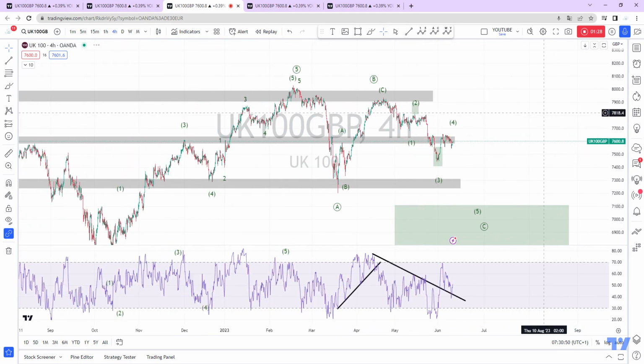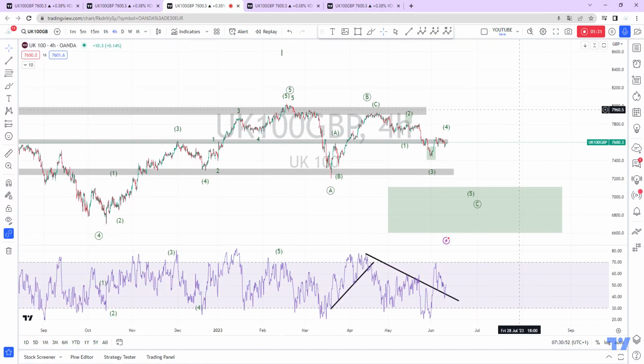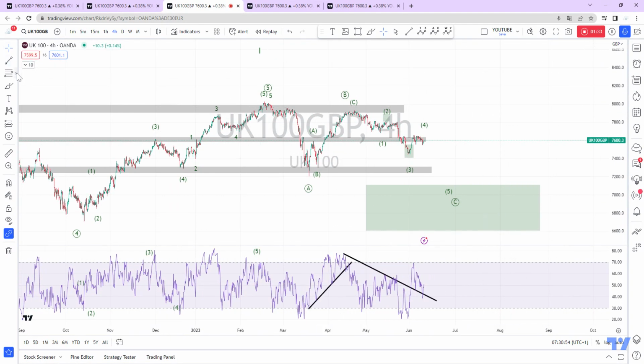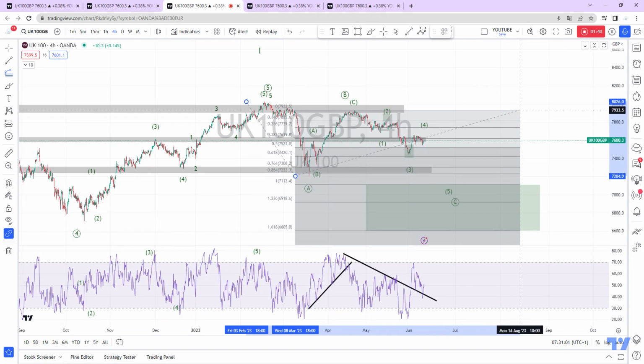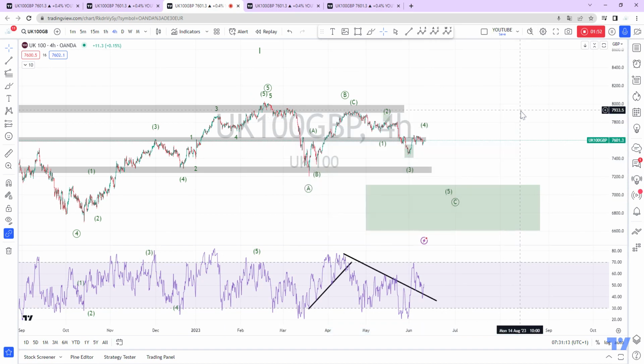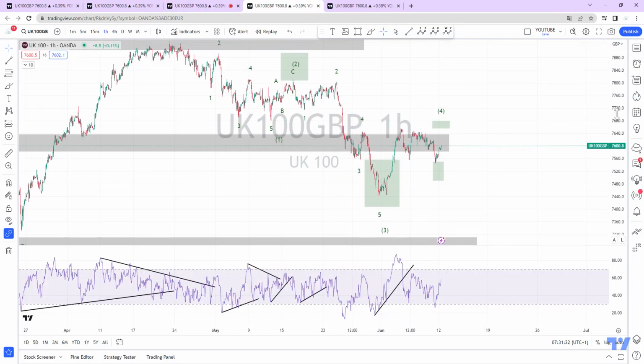Our target area for this wave C is based on the length of our wave A and our wave B, which is the area between the 1 and the 1.618 FIB extension. So this becomes the target for our wave C. Now, maybe let's further zoom in on the 1 hour.